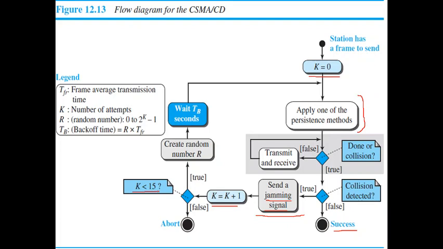If at all the k value is more than 15, then it has to abort the transmission, or it has to choose a random number R for identifying the backoff time. So this is the same as your Aloha protocol. The random number will be chosen between 0 and 2 to the power k minus 1, and TB will be calculated, which is equal to R into the frame transmission time. So that much period of time will be waited to reduce the collision, and again it has to try retransmitting the frame. So this is the flow diagram for CSMA CD.